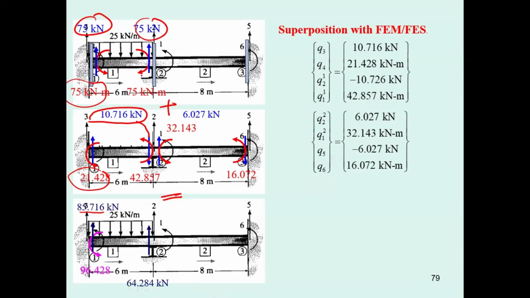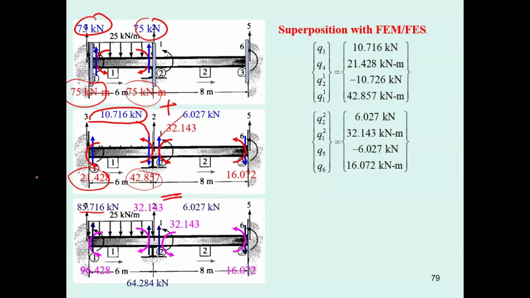And then the moment over here, 75 clockwise. This is going to be counterclockwise minus 6. Okay, minus 6. And then coming over here, just copy them. This is what? This is 6.027. And this is going to be 0 and 32.143. Just copy it. And then just copy this one and copy 16 point.